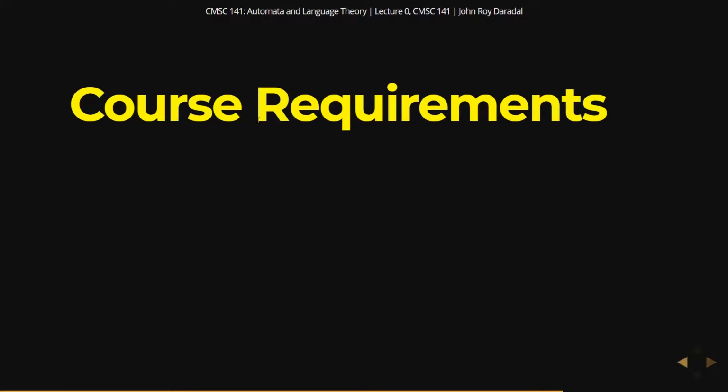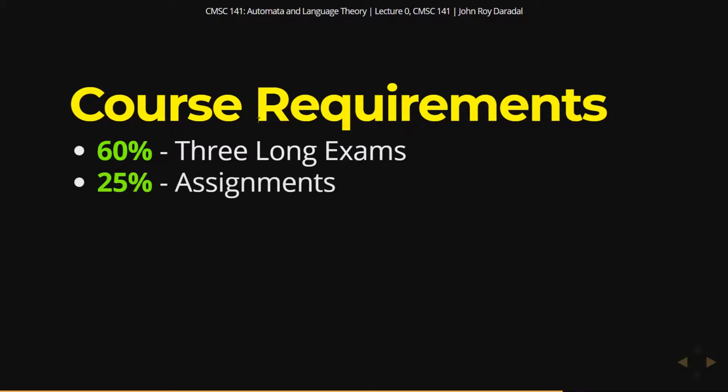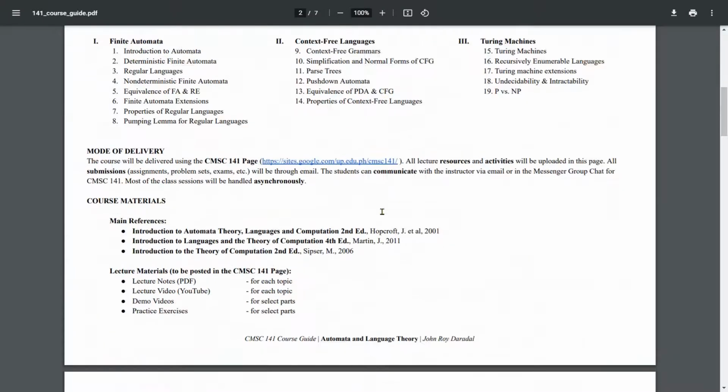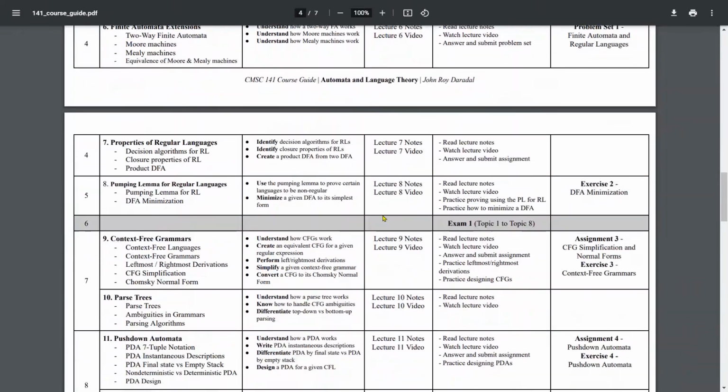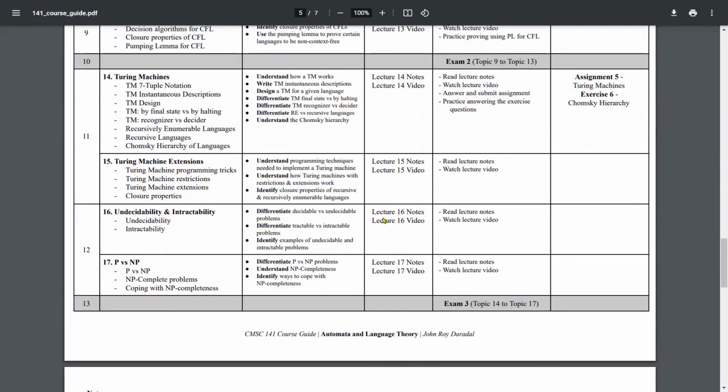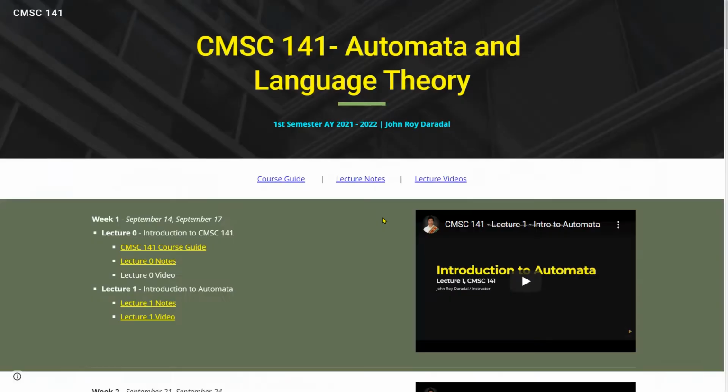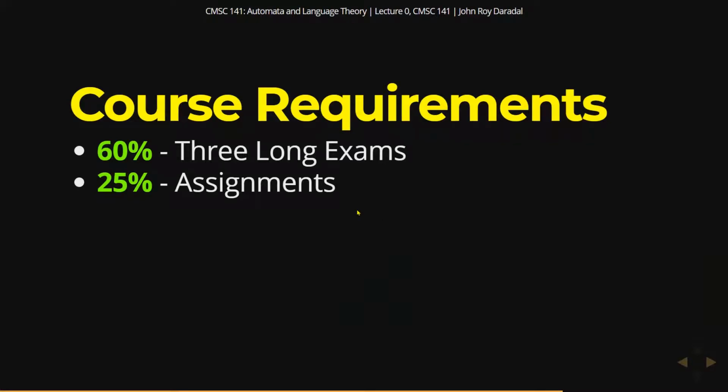Okay, now for the course requirements, we have three main requirements. So the first one is the 3 long exams. So that would be 60% of your grade, so 20% for each long exam. And then the assignments, we have around how many? We have, I think, 5 assignments and 1 problem set. Yeah, so we have 5 assignments and 1 problem set. That would take up 25% of your grade.